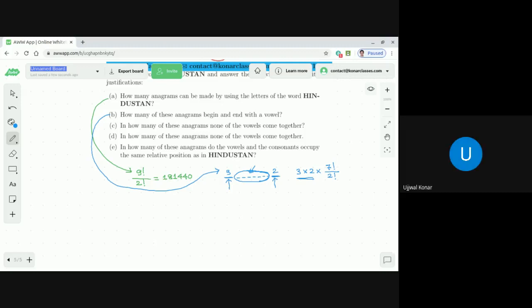See how many things are actually inserted into the single question. And if you compute the value of 3 into 2 into 7 factorial by 2 factorial, you will get the value 15120. So the value you get is 15120. Correct? Now let's concentrate on the next part of the question. In how many of these anagrams none of the vowels come together?